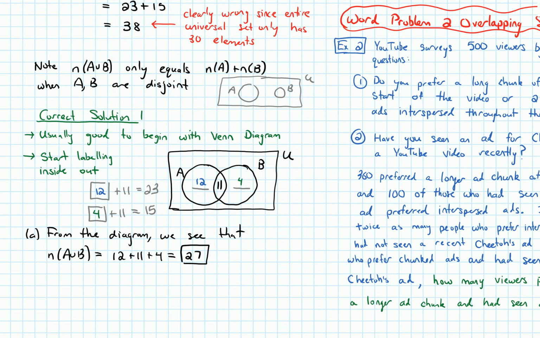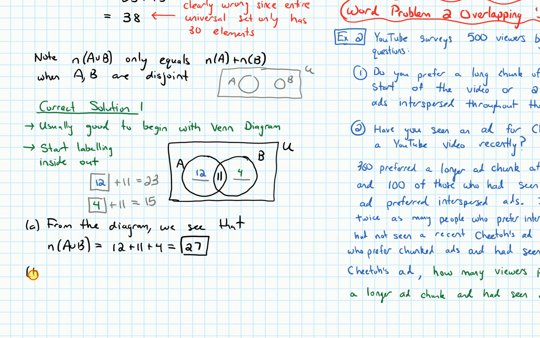All right, let's see if we can do B now. So B is asking us how many elements are there in the complement of that union. So n of A union B, complementing that whole thing.